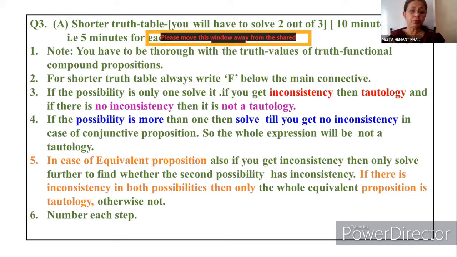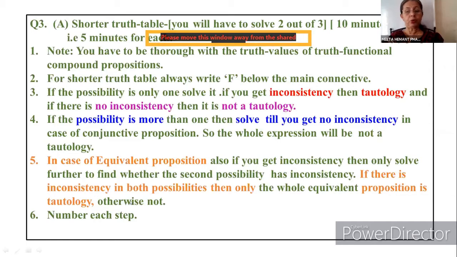In case of equivalent proposition also, there is more than one possibility. You have two possibilities, so you solve it. And if you get inconsistency in both, then only the given statement form will be tautology. And suppose you get inconsistency in the first and no inconsistency in the second, then the whole expression will be not a tautology. This you will have to note.